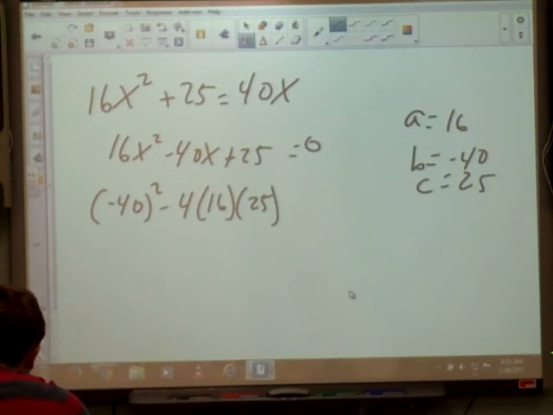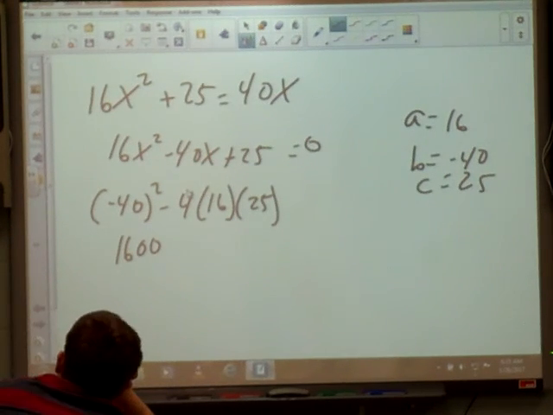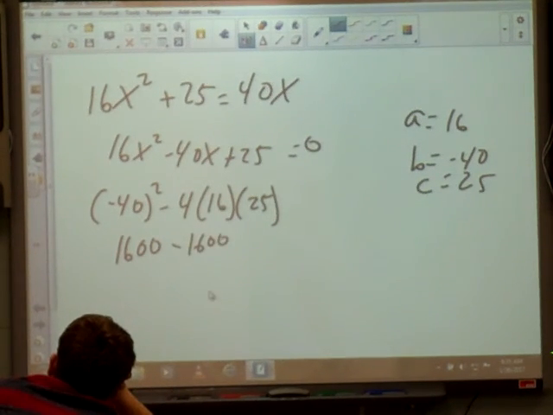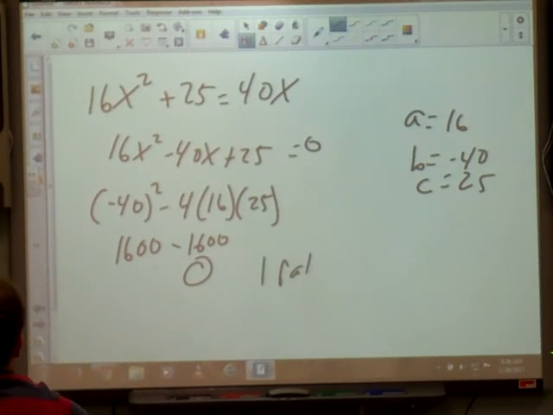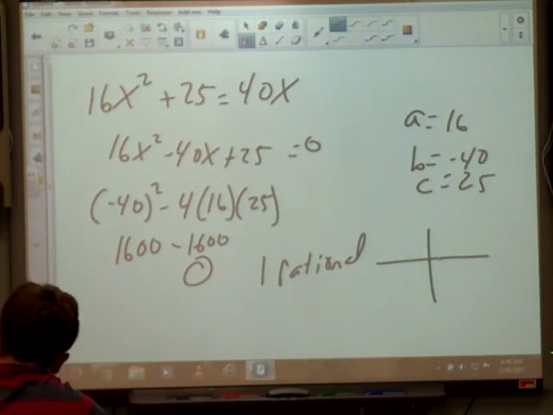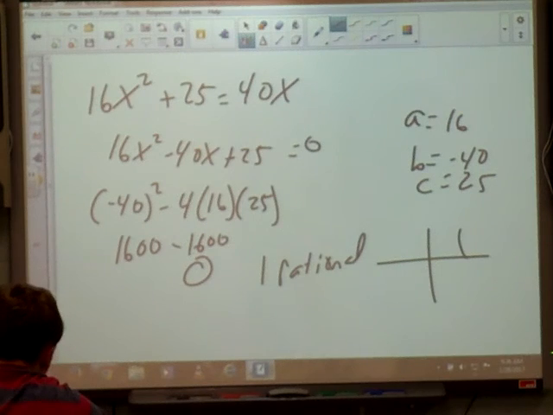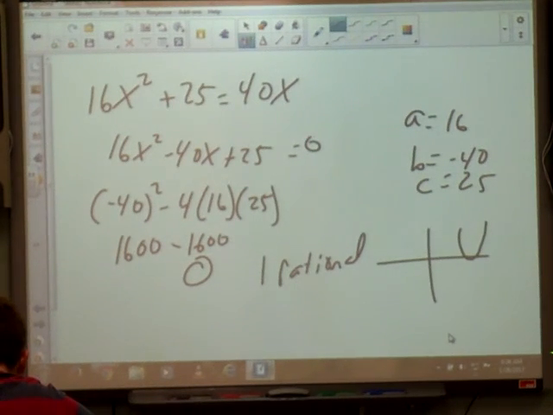I'm going to need a calculator, but you're not if you use some common sense here. You know 4 squared is 16, but then you square that 0 also, so that would be 1,600. And if you do the 4 times 25 first, you know 4 quarters is a dollar, so that's 100, and then 100 times 16 is 1,600. So you got a 0. When your discriminant was equal to 0, that means you have 1 rational solution. So what that would mean in terms of a parabola, because that's what this is, somewhere on that x-axis, it's just sitting on it. It just touched it once. That's what that means.